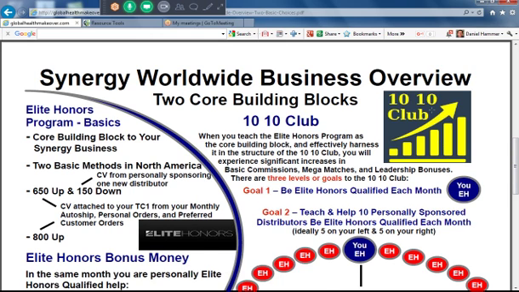Thanks, Ed. So we have the 650 up and 150 down, or the 800 up alternative. Now, what does that mean? When a person comes into Synergy Worldwide, you either come in with 1 tracking center or you come in with 3 tracking centers. But whether you come in with 1 or 3 tracking centers, tracking center 1 is where your Synergy business revolves around. And you have a left side and you have a right side to your organization.